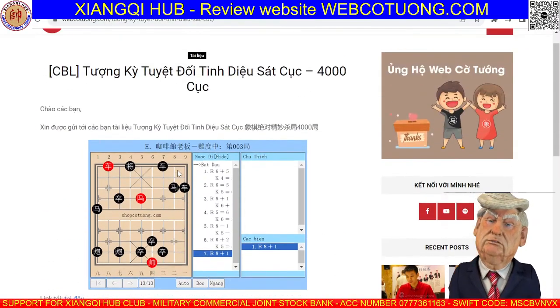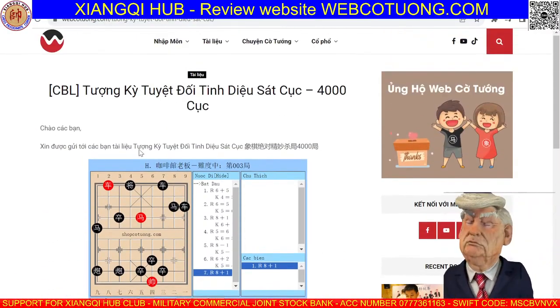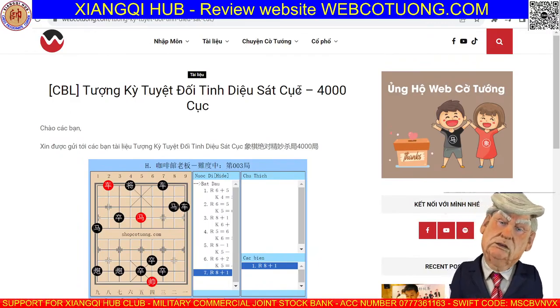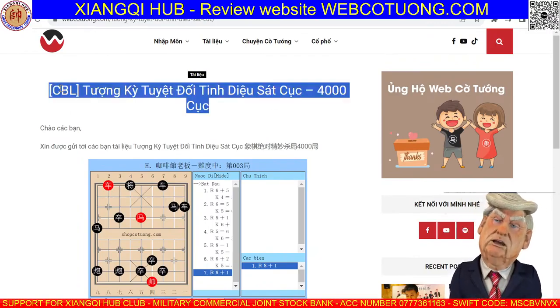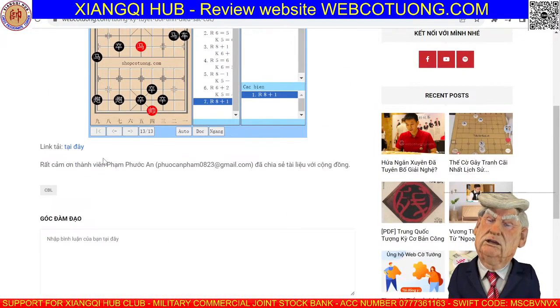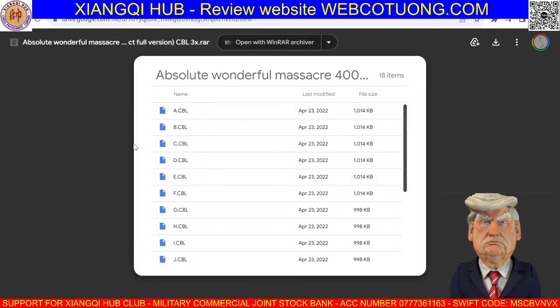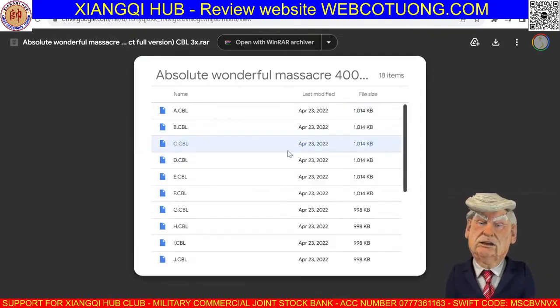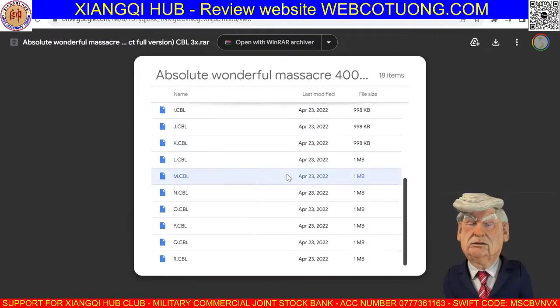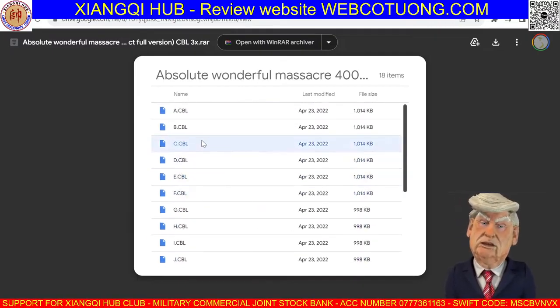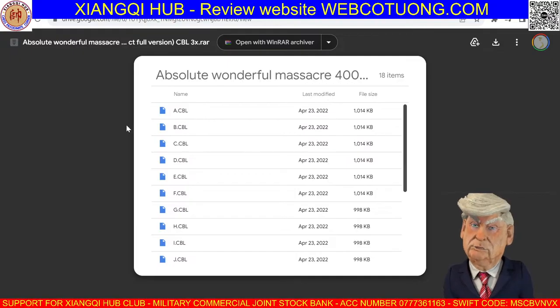That's interesting because I'm on the way to learning this too. So what they call CBL 4000. Okay, let's try to go inside. A lot of CBL files, and of course for the CBL file you have to use software to open it. Yeah, software to open it. That's good. Okay, we will try about this later.